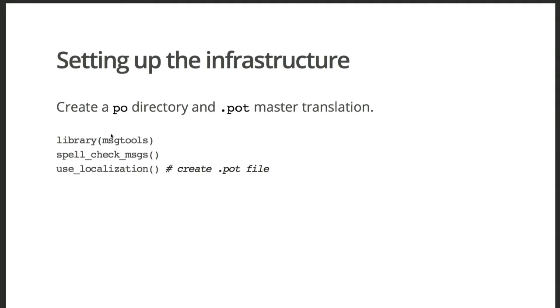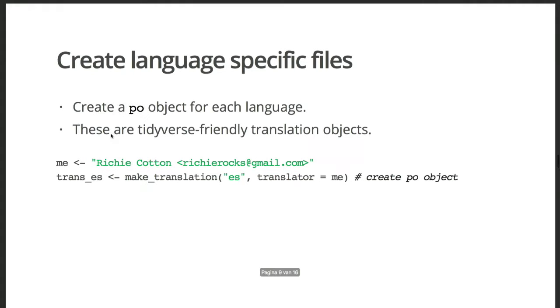This is new. In conjunction with Thomas Leeper, I've been developing the messageTools package. So the first step in this, you need to add a master translation file. Once you've got your error messages, you can spell check them with the spell check messages function, and then you just call use localization. This will create your master translation file, the pot file.